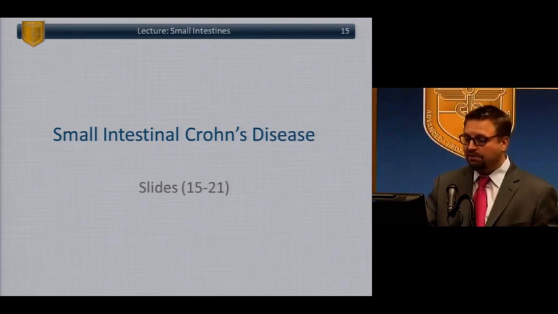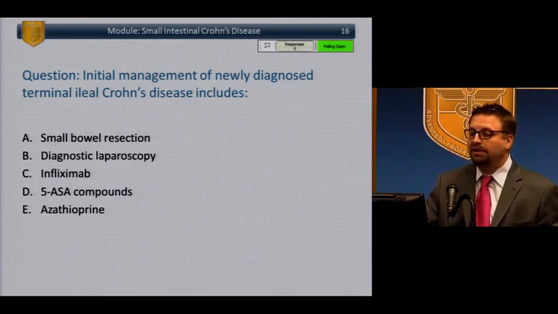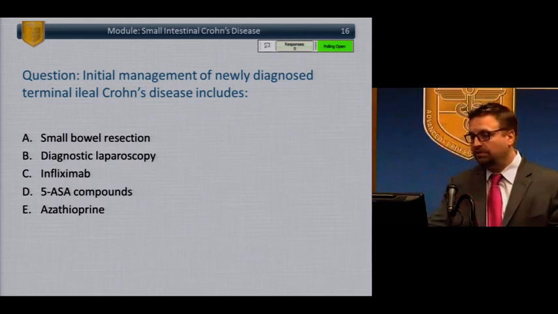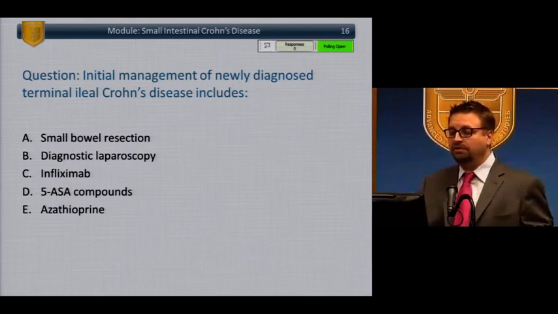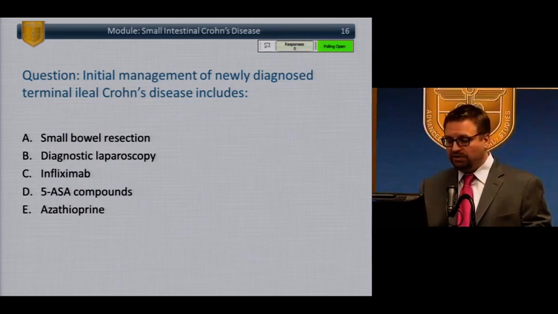All right, we'll talk a bit about small intestine Crohn's disease. Here's a case to review. The initial management of newly diagnosed terminal ileal Crohn's disease includes, go ahead and start entering your responses: small bowel resection, diagnostic laparoscopy, infliximab, 5-ASA compounds, azathioprine. Okay, a few more seconds.